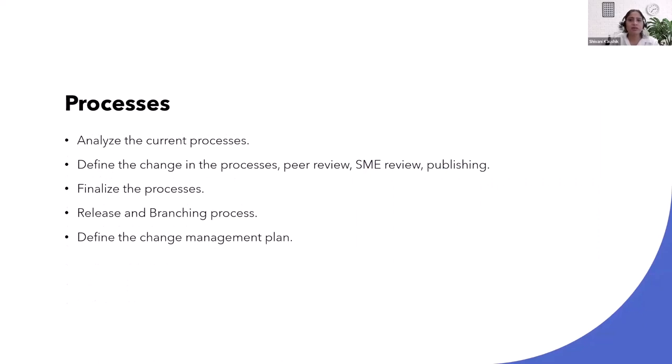process. Since the authoring model is changed, you need to revisit processes as well. Analyze the current process, define the change in processes like peer review, SME review, publishing. So finalize the processes if there's any change.